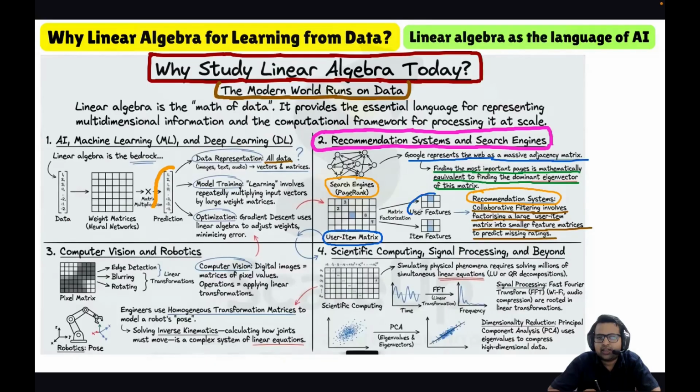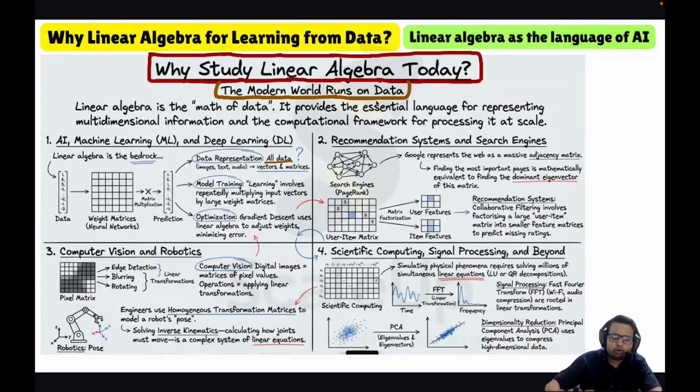These are the feature matrices. We have a user feature matrix and an item feature matrix. A large user item matrix is factorized into a smaller user feature matrix and a smaller item feature matrix to predict the missing ratings. And here also we are making use of matrices, and hence we are making use of linear algebra. So now we are realizing the importance of linear algebra, not only in artificial intelligence but also in recommendation systems and search engines, where linear algebra plays a very big role.